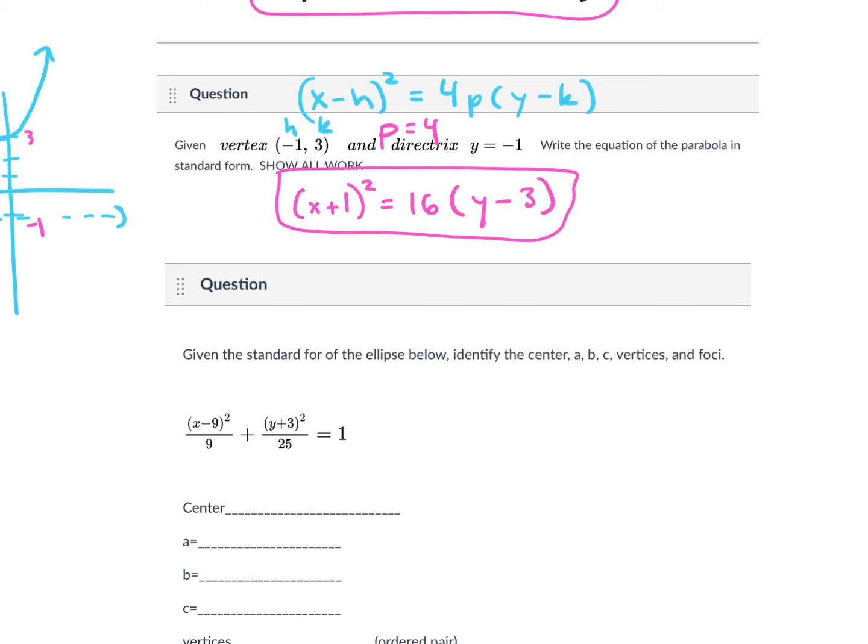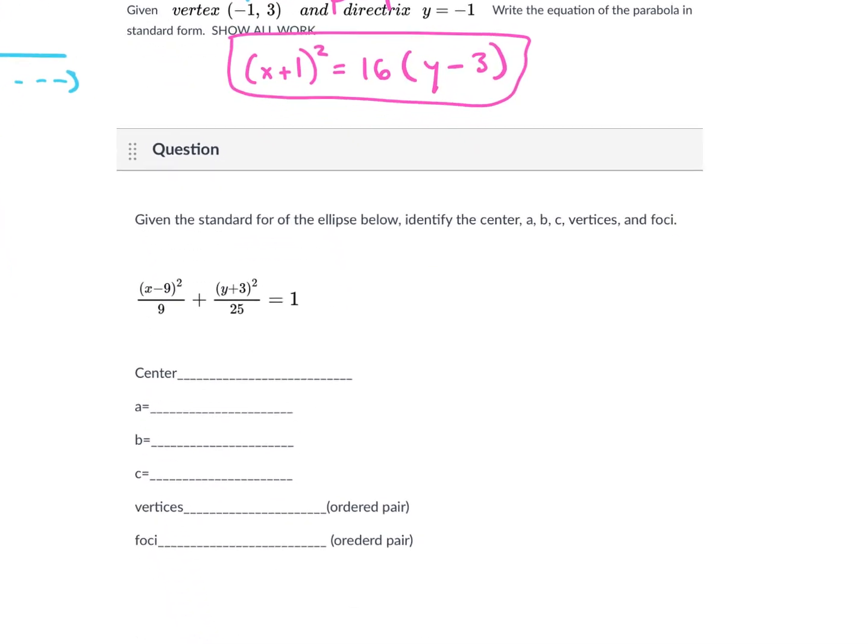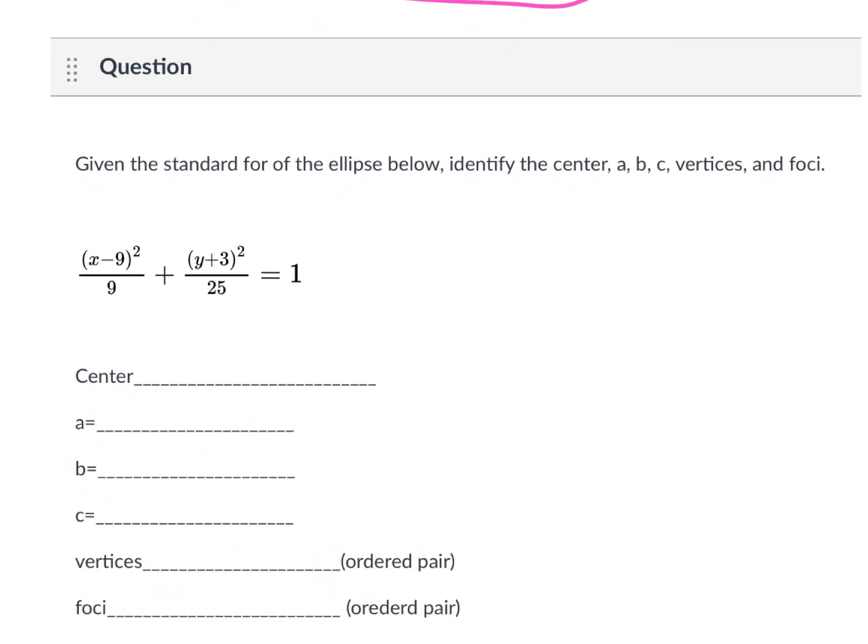All right, given the standard form of the ellipse below, identify center, a, b, c, vertices, and foci. So what's our center? 9, -3. What's our a? 5. So this would be a squared. So what's our a? 5.